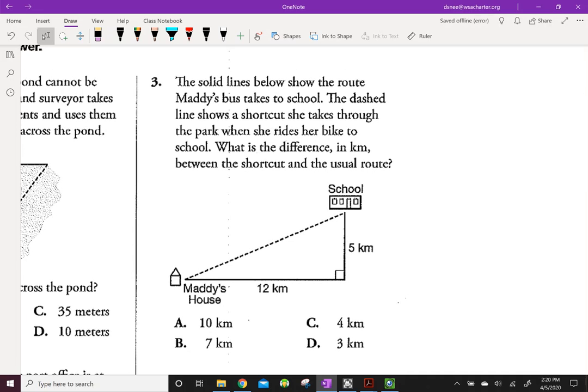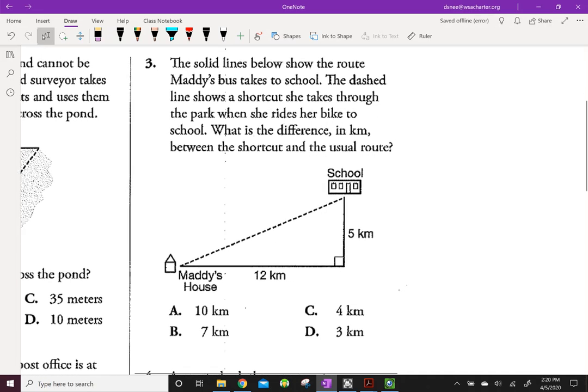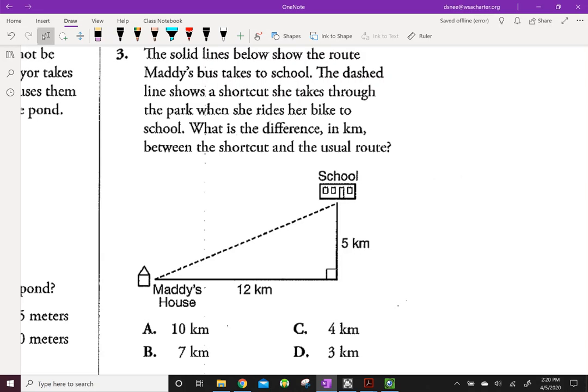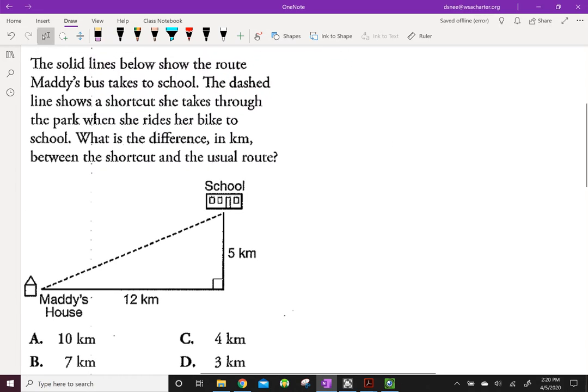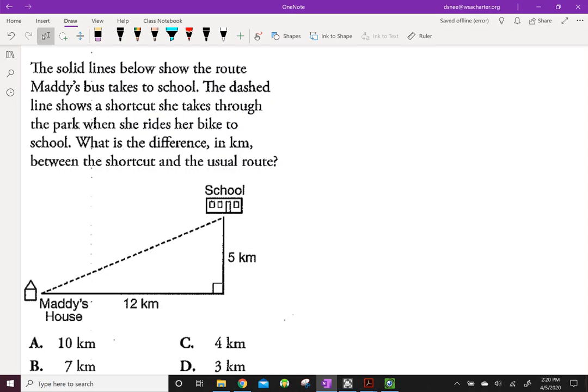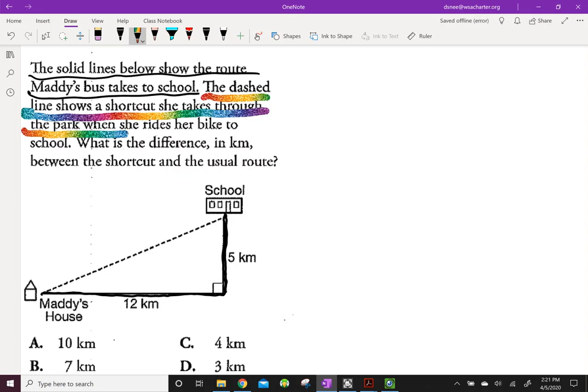The solid lines below show the route Maddie's bus takes to school. Here's Maddie's house to the school. Solid lines show the route Maddie's bus takes to the school. The dashed line shows the shortcut she takes through the park when she rides her bike to school. So this line right here is my shortcut through the park.